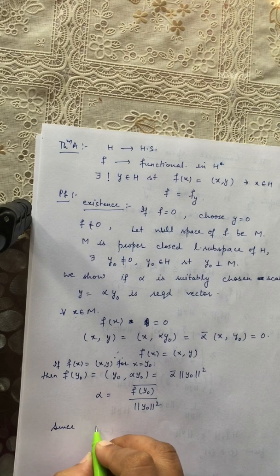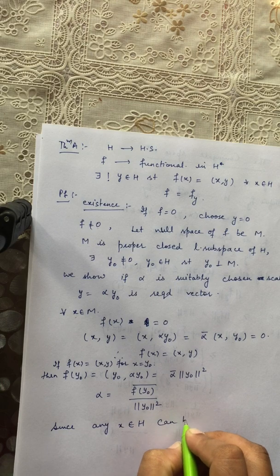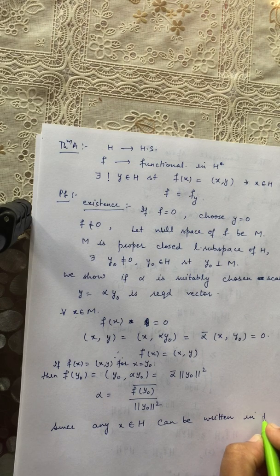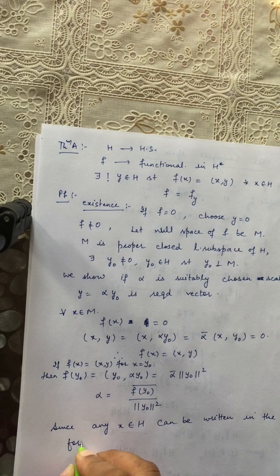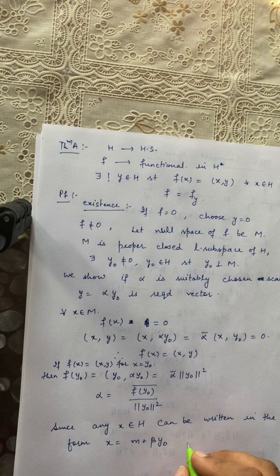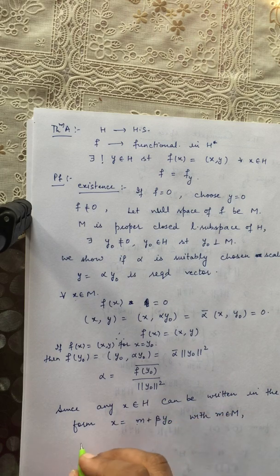Since any x in H can be written in the form m plus beta y naught, where this m is a vector in M, and beta we will choose in such a way that this f x should be linear.